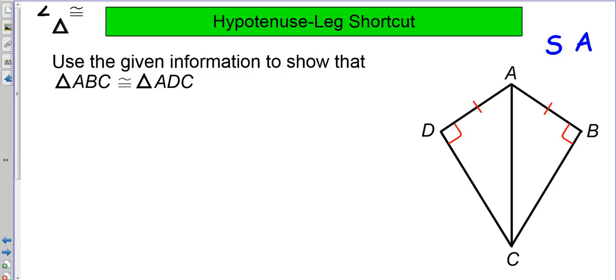Alright guys, so just a couple things to clean up, and then one new thing for this weekend for the homework tonight. First thing, we talked about the hypotenuse leg shortcut, so I just want to give you another example of that and just kind of clean that up and solidify it.